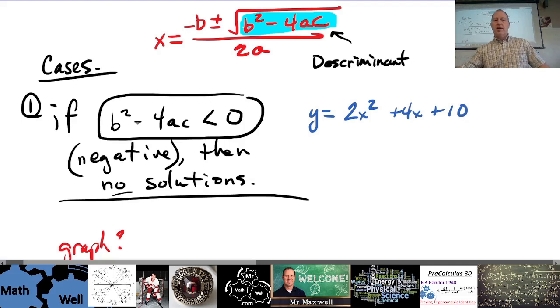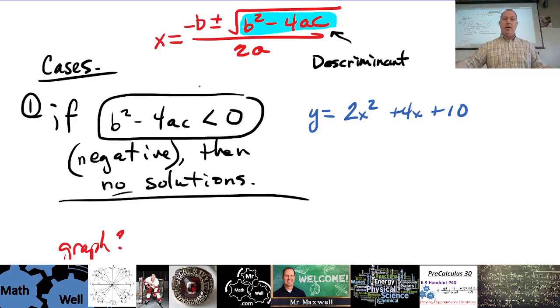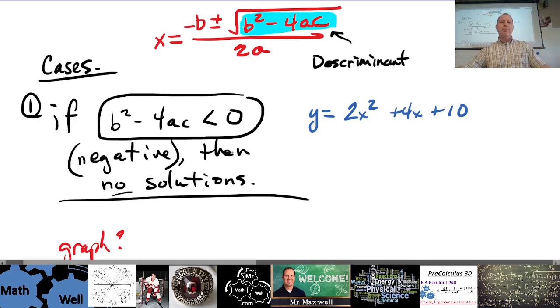So this is the discriminant. It's called that because it discriminates, it helps you identify the nature of the roots. So if b squared minus 4ac is less than 0, that means it's negative, then there are no real solutions. Let me just show you. So b squared minus 4ac, guys.